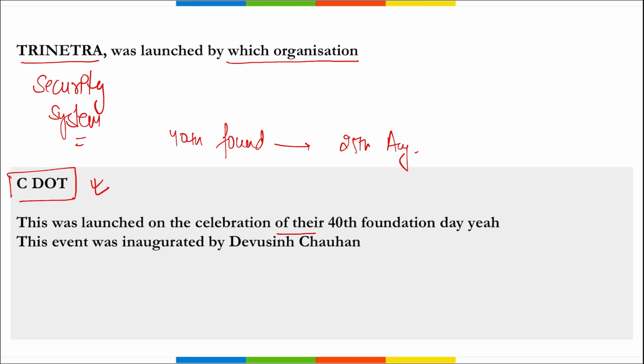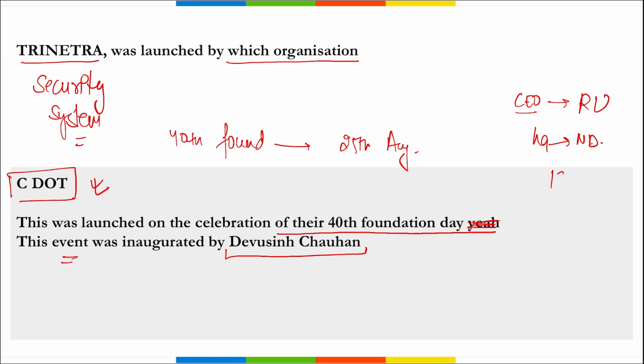This was launched on their 40th foundation day, and this event was inaugurated by Devsina Chauhan, correct? Important, this is a comprehensive security system launched by CDOT, correct? Then if we talk about CDOT, who's the chief executive officer here? Rajkumar Upadhyay. Headquarter, it is in New Delhi. When was it established? It was in 1984 that this was established.